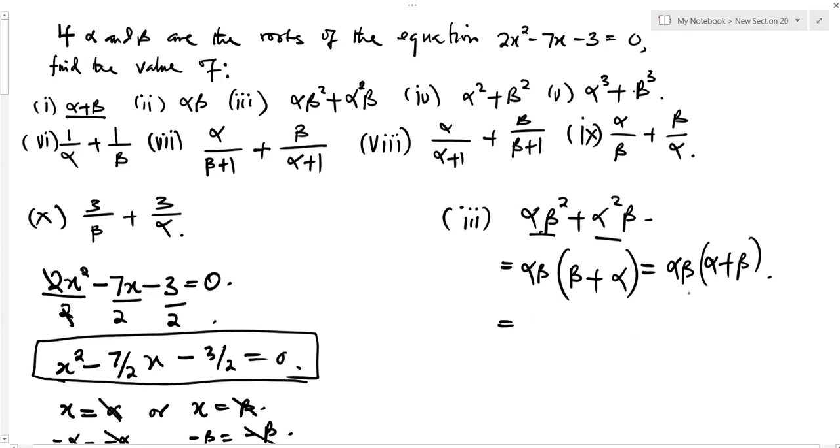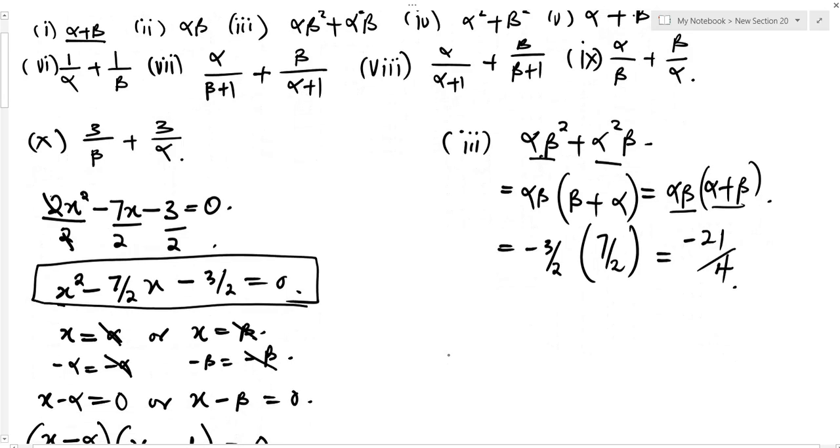So we have this to be minus 3 over 2 times this to be 7 over 2. So this times this will give you minus 21 all over 4. That's the answer for that. Now we have question 4. We have alpha square plus beta square.